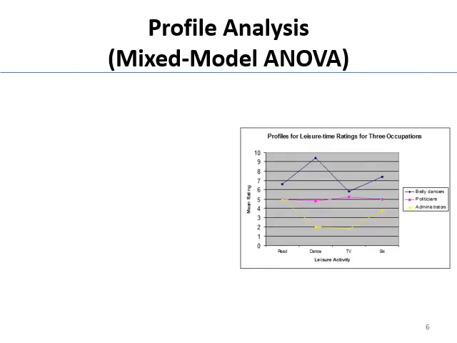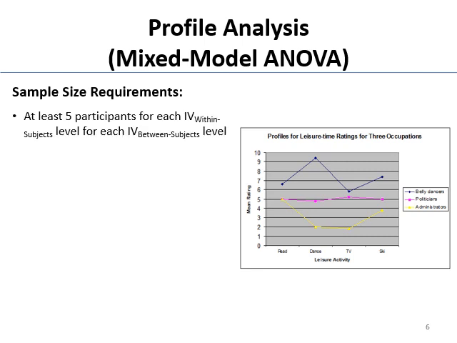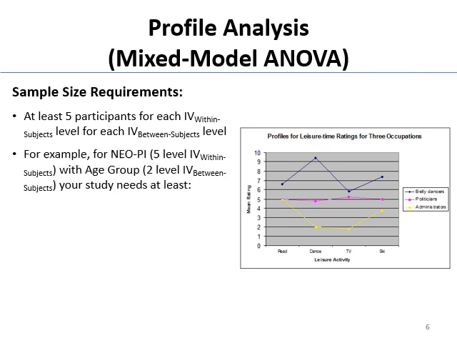So here is a profile analysis of leisure time ratings for three different groups, belly dancers, politicians, and administrators, what they like to do. So just giving you an example, and this is from a famous textbook by Tabachnick and Fidell. So the sample size requirements to do mixed model ANOVA are at least 5 participants for each within subjects level, for each between subjects IV level. So each combination of those things, you need at least 5 participants.